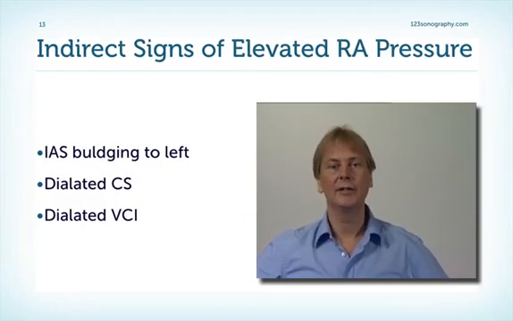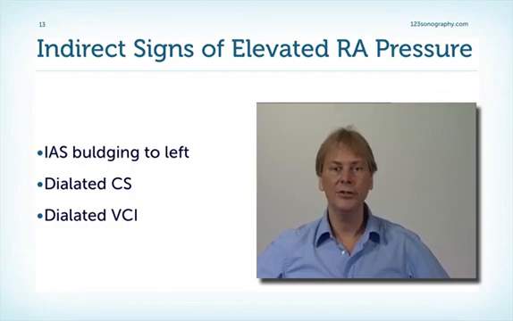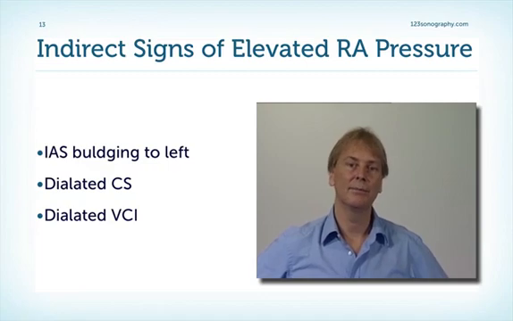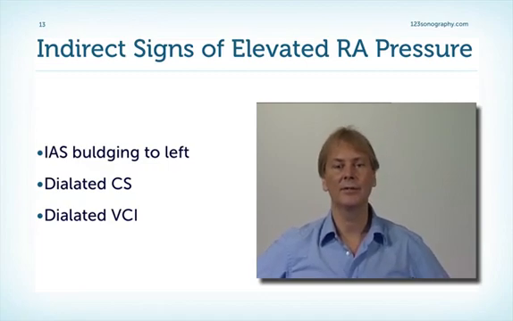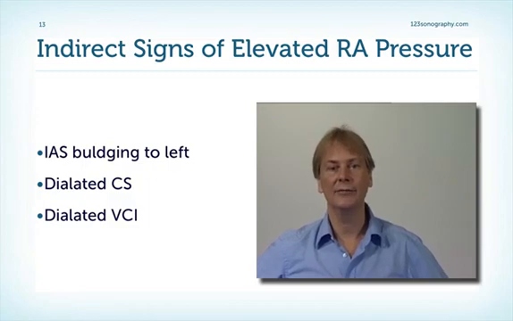I just want to draw your attention to the fact that we can actually visualize an elevated right atrial pressure because we have a bulging of the interatrial septum to the left, because we have a dilated coronary sinus, we just saw such an example, and also because we have a distended inferior vena cava.